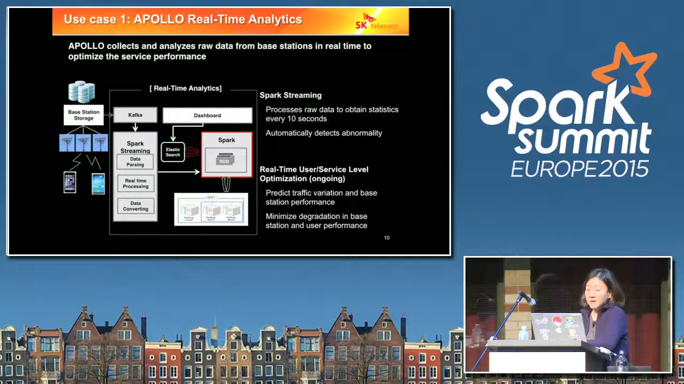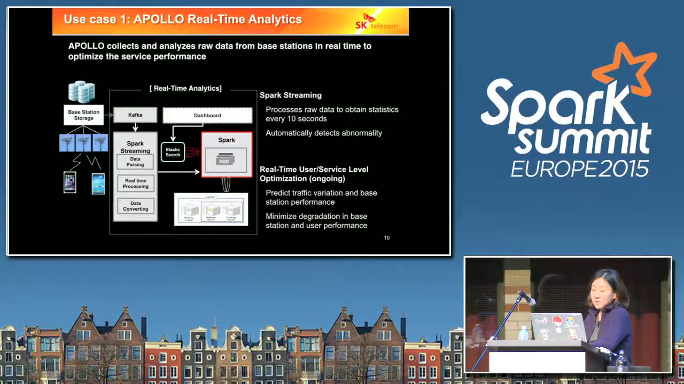Apollo collects and analyzes raw data from base stations in real time to optimize service performance. It handles 6 terabytes a day, covering 100,000 cells. Data from base stations is transferred to Kafka and processed with Spark Streaming. RDDs are stored in both Elasticsearch and HDFS at this time.